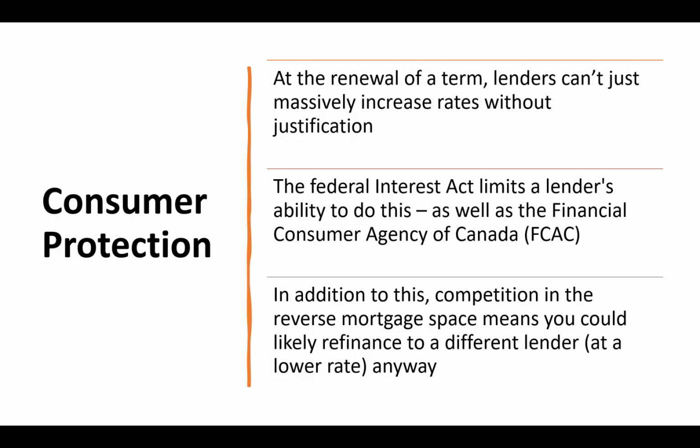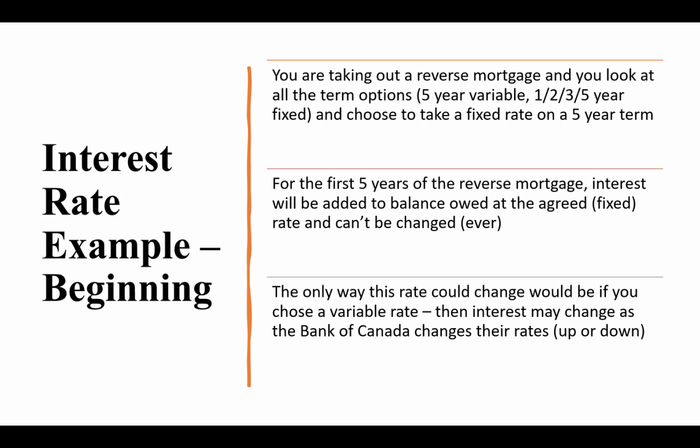So what I'm going to do is give you a brief example that explains the flow here and what would happen. Let's say you're taking a reverse mortgage today and you're looking at all the term options. You can pick a 5-year variable term, or a 1, 2, 3, or 5-year fixed term. And you've looked at that and decided to take a fixed interest rate on a 5-year term, which is the most popular choice for almost everybody. Probably around 2/3 of people would choose that, maybe even more.